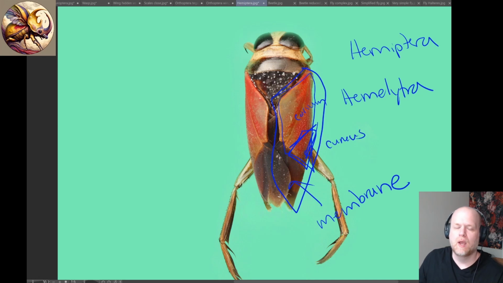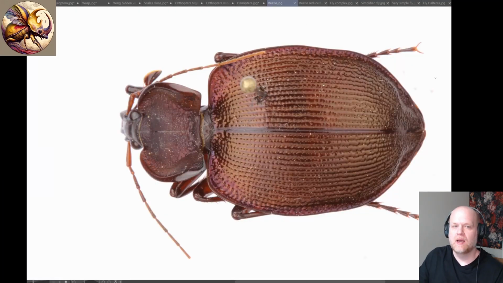But it works the same way as the grasshopper wings do, where the wings for flight are larger and they fold up underneath, and then this leathery layer lays on top of it to protect it. Generally, the Hemiptera are not great flyers because they don't have two sets of flight wings, but they can still fly. And then lastly, you have the best example of this.